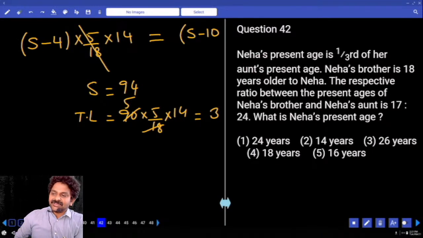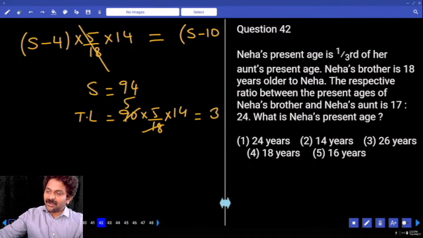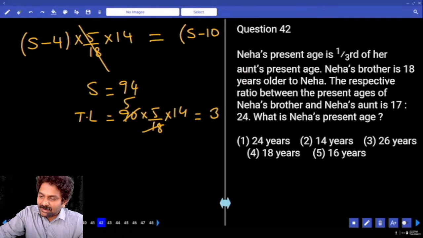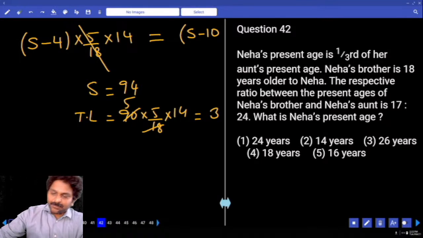Neha's age is 1/3 of her aunt's age. Neha's brother is 18 years older than Neha. The ratio between the ages of Neha's brother and Neha's aunt is 17:24. What is Neha's age? 1/3 of the aunt's age, so 8 parts. It is a multiple of 8.